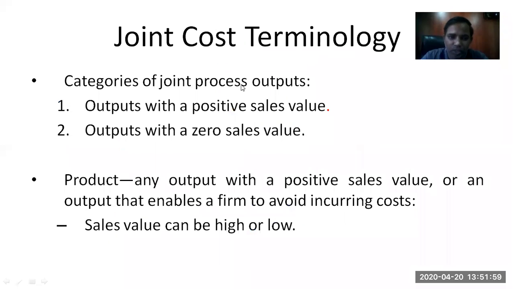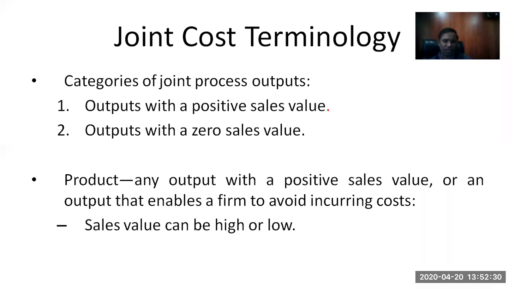Joint cost terminologies: categories of joint process outputs. See, output can be with a positive sales value, or output can be with a zero sales value. Generally, anything that is being processed, the process will give you certain outputs. Now, these outputs will have a positive value as well as zero value outputs also. But it is an output, so we need to consider them too.